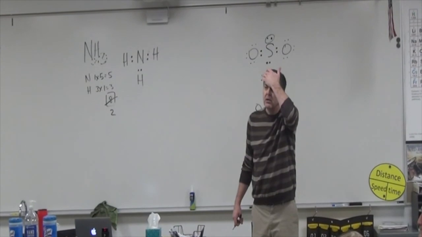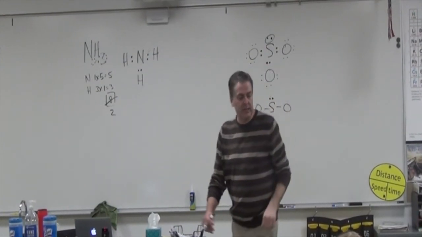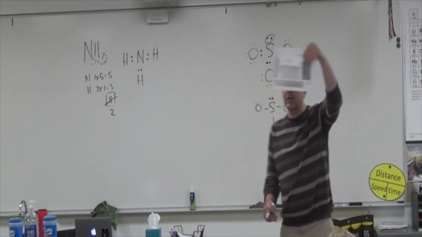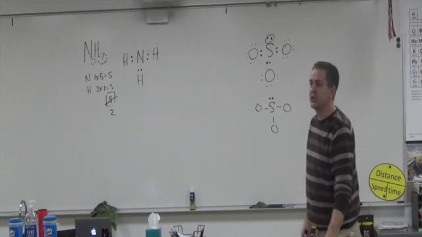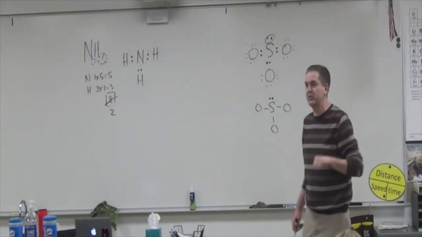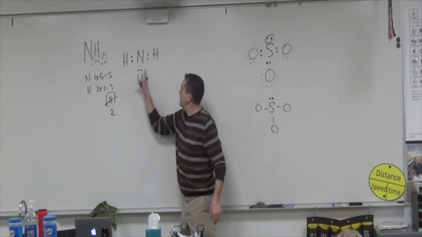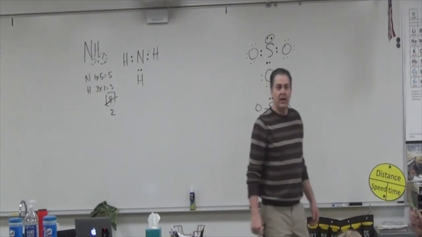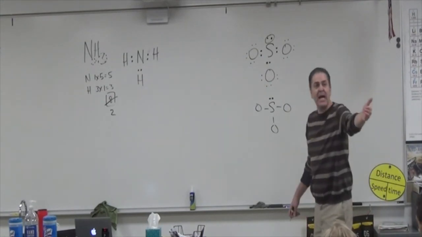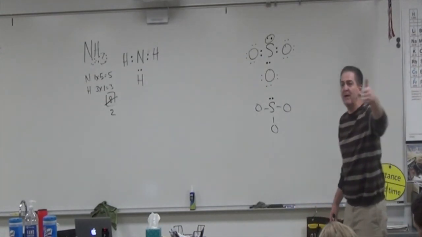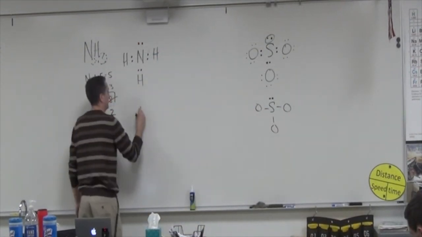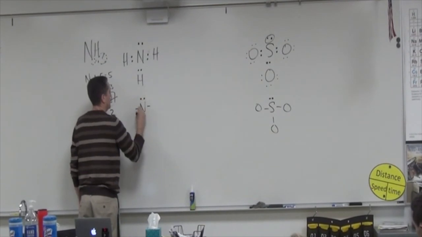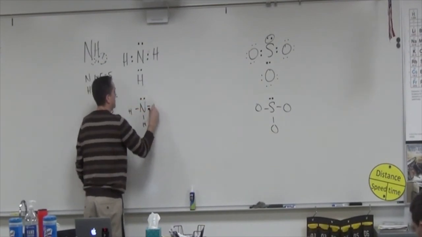But that's not the right one. Okay, so look on that periodic table I gave you the other day. See that column that says duet rule? Yeah. Means it only needs two. Anything in that column only needs two. Hydrogen only needs two, and it's already got two. That's right. Then my next rule. If I have any of them left over, where do they go? Central atom. Can I redraw this?